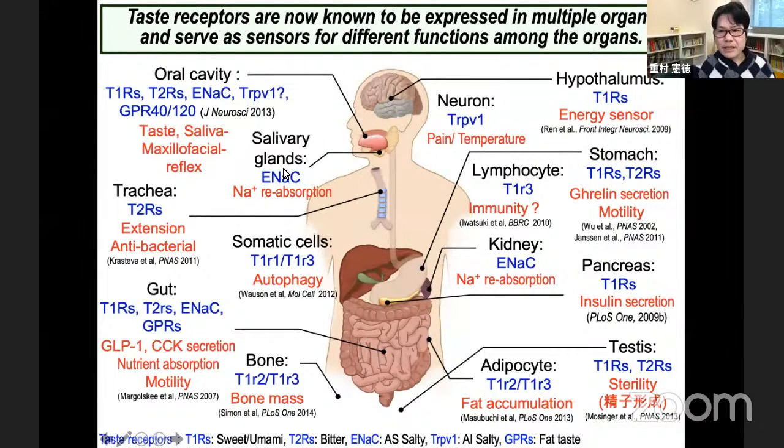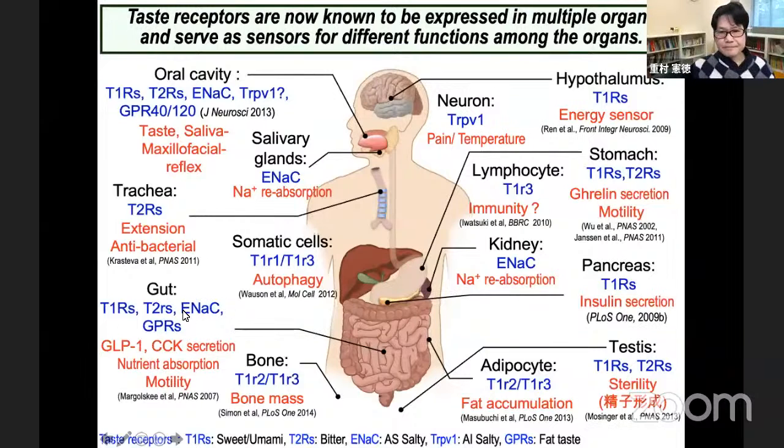The salivary gland and kidney expressed the NaCl salty receptor, which regulates sodium reabsorption. The trachea expressed T2R bitter taste receptors, which are related to the antibacterial immune system. Lymphocytes also express T1R3. This is also related to immunity.